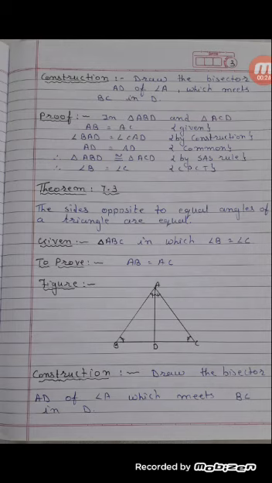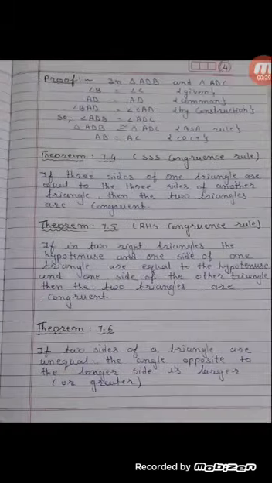Now construction here: draw the bisector AD of angle A which meets BC at D. Proof. In triangle ABD and triangle ADC, angle B is equal to angle C, given. AD is common. Angle BAD is equal to angle CAD by construction. So we can write that angle ABD is equal to angle ADC. So we can prove here triangle ADB congruent to triangle ADC by the angle side angle rule. So we can write AB is equal to AC by CPCT.